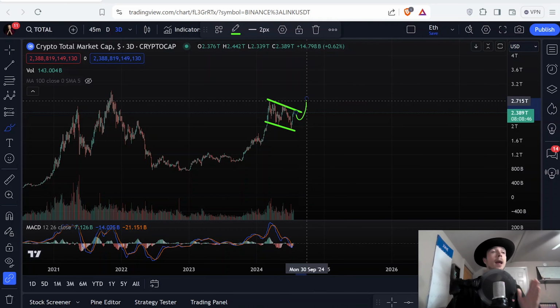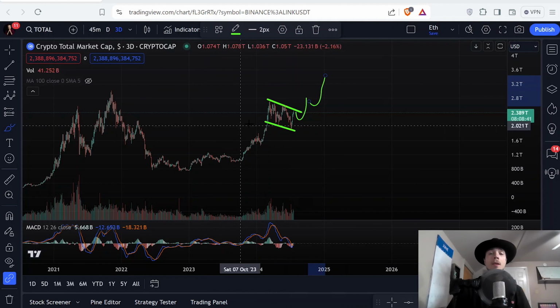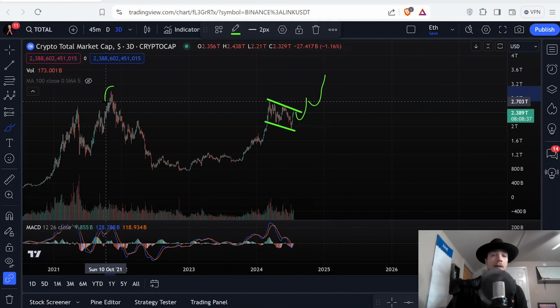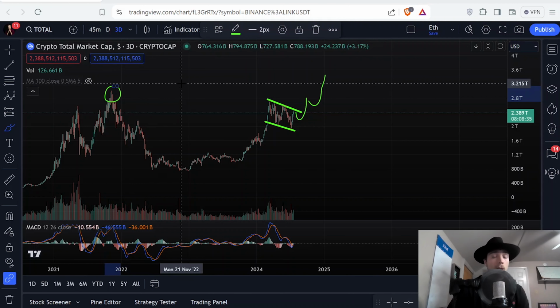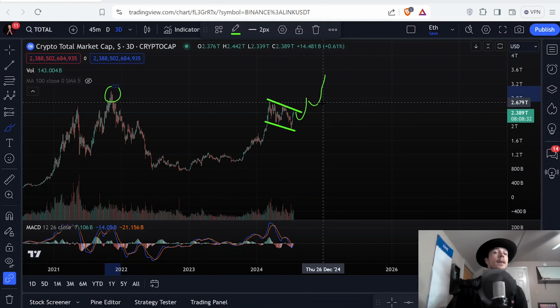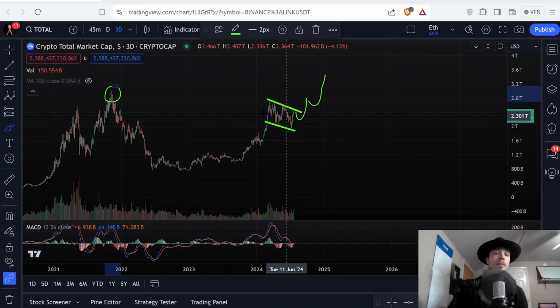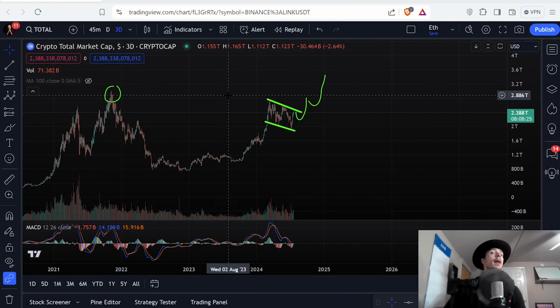I think we're going to break out really soon, and that breakout's going to be very, very impulsive. And that bull flag is going to take us up to a new all-time high, up above our previous all-time high with crypto total market cap, and that's really going to be exciting and really, really profitable. So yeah, loving the setup here on crypto. The total crypto market cap looks amazing. Chainlink is also looking really good. And yeah, I'm just super excited about these markets. It's going to be a lot of fun.